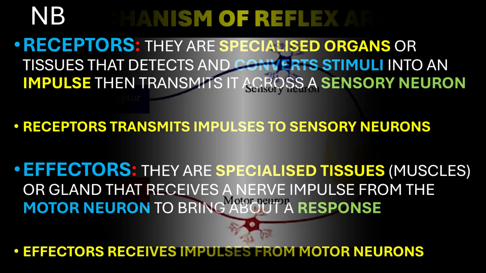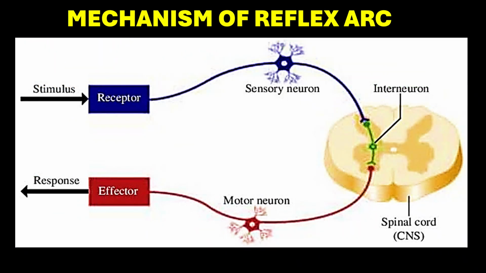So here we are. If we join all the three neurons together, we have a stimulus coming in, it goes straight to the receptor, which is the skin or the nose or the ear or the eyes or the tongue. Then it converts it into an impulse. It is transmitted across the sensory neuron along the dorsal root of the spinal nerve, and then it enters into the spinal cord where it goes into the interneuron.